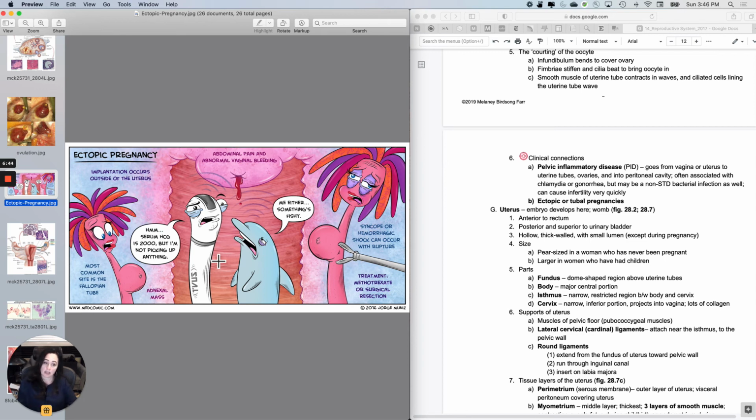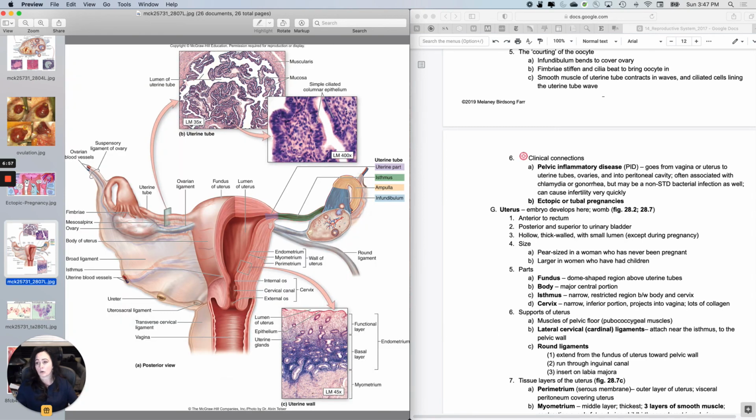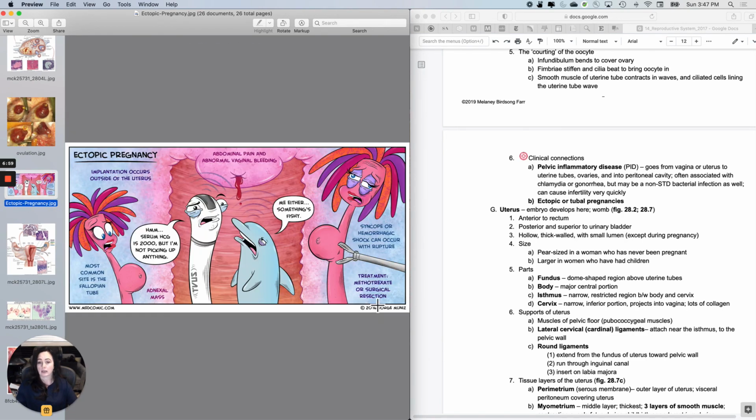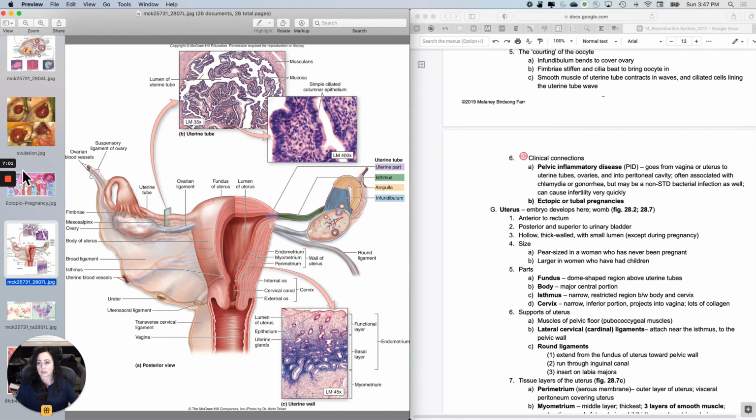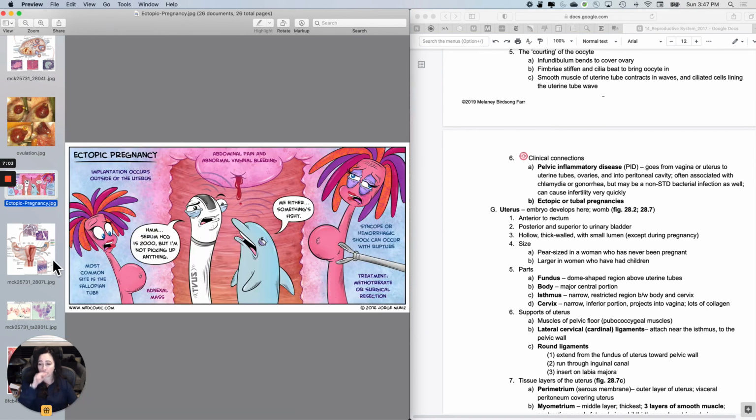Tubal pregnancies can't be carried to term. And if a woman tries to carry them to term, it's really dangerous for her. So a lot of times what they have to do is terminate that fertilization and implantation. They have to remove it, and they can remove it either chemically or surgically. And these, again, are far more likely with pelvic inflammatory disease.